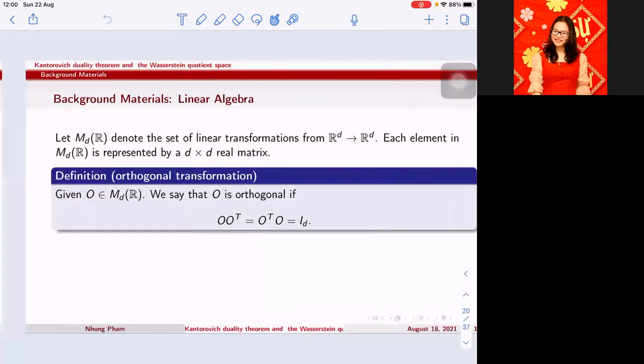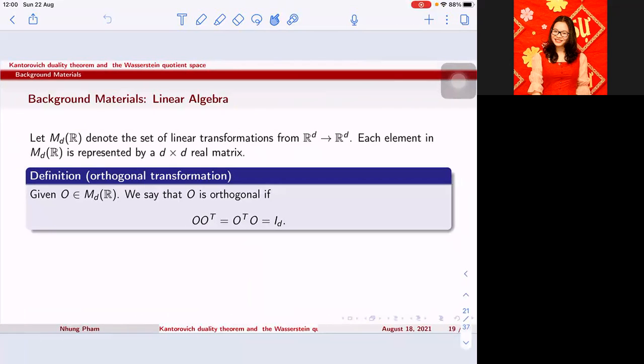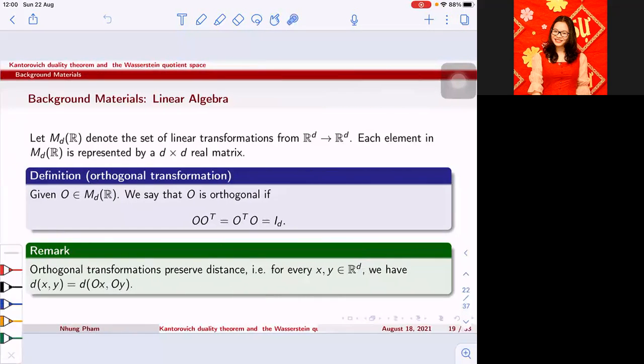For some linear algebra, I will talk about orthogonal transformations, which are linear transformations satisfying O times O transpose is equal to O transpose times O and equal to the identity matrix. An important property of the orthogonal transformation is that they preserve distance.